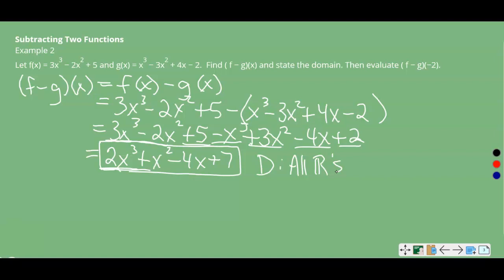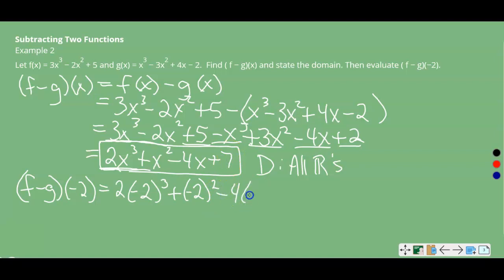And now we need to evaluate f minus g of negative 2. Okay, so again, that means we're going to allow our x to be negative 2. So we're going to do 2 times negative 2 cubed plus negative 2 squared minus 4 times negative 2 plus 7. So I just took the function I have here, f minus g of x, and I'm going to substitute negative 2 in place of all of my x's.